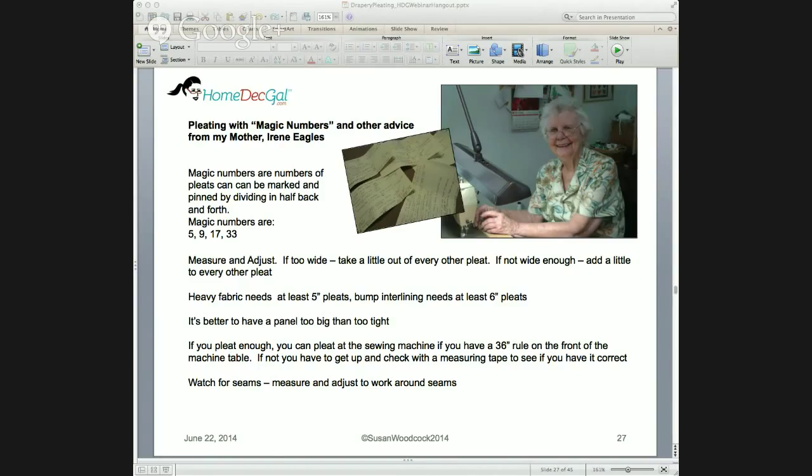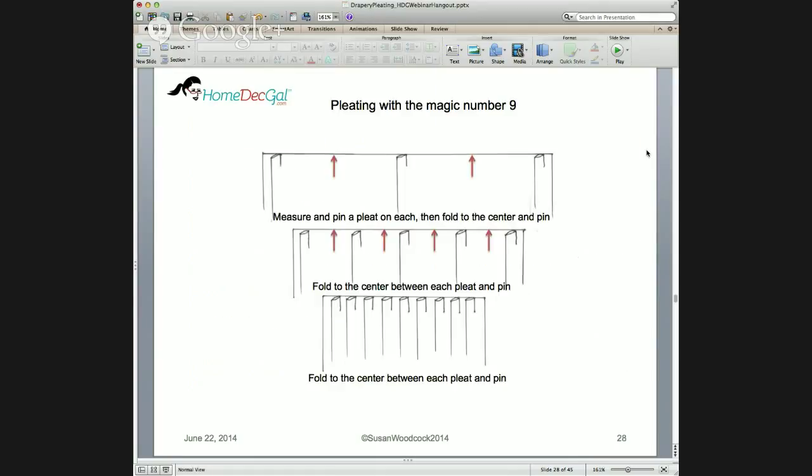If you pleat enough, you can pleat at the sewing machine if you have a 36-inch ruler on the front of the machine table. If not, you have to get up and check with a measuring tape to see if you have it correct. And watch out for seams. Measure and adjust to work around seams. So there's our wisdom from Mom Irene Eagles. Thanks, Mom.